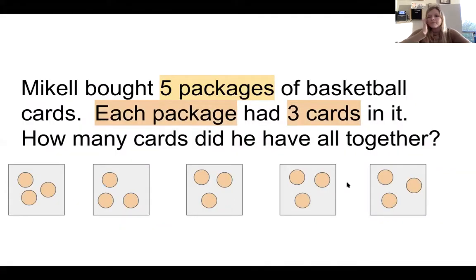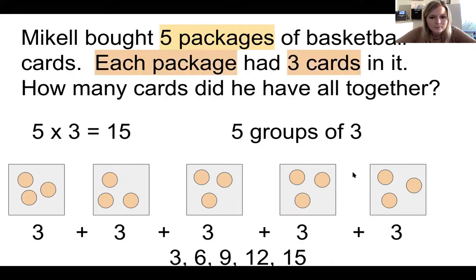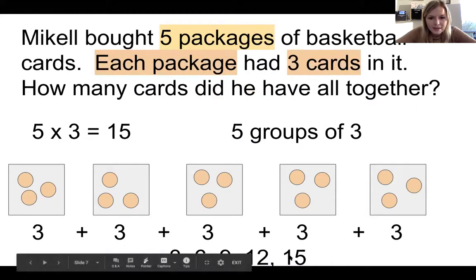Mikkel bought 5 packages of basketball cards. Each package had 3 cards in it. How many cards did he have in all? Now, we know that that's what this model looks like. Friends, you wouldn't have to draw a model every time. If you notice that it's 5 times 3, and you know that you can skip count to solve that, like I did down here, that's fine.